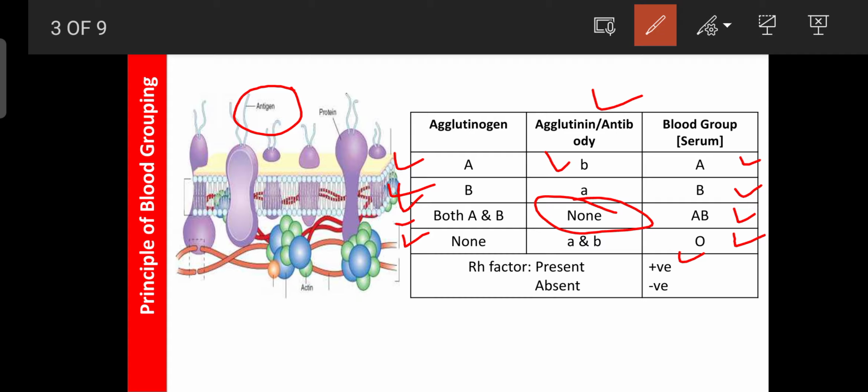So that's why he can donate blood to all blood groups A, B, AB and O, but he can receive blood from only O. That's why blood group O is known as the universal donor, because he can donate to all people but receives only from O. That also applies to both positive and negative.